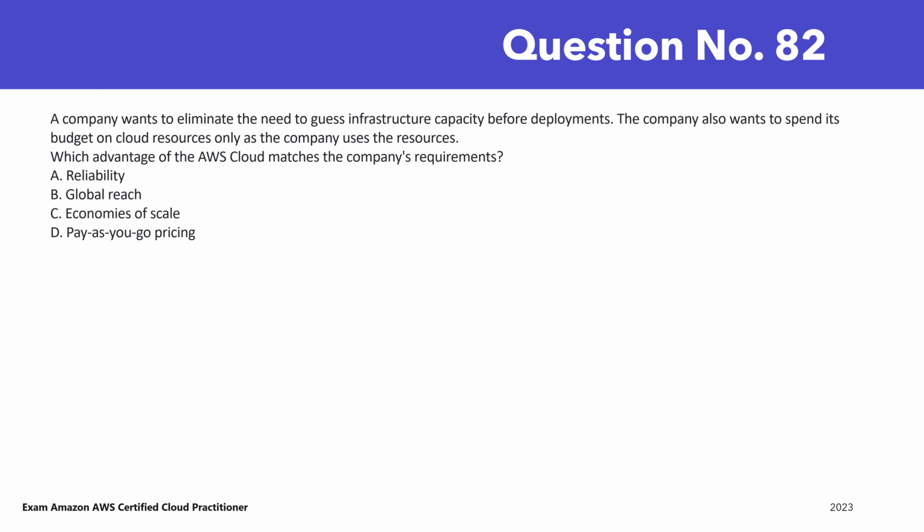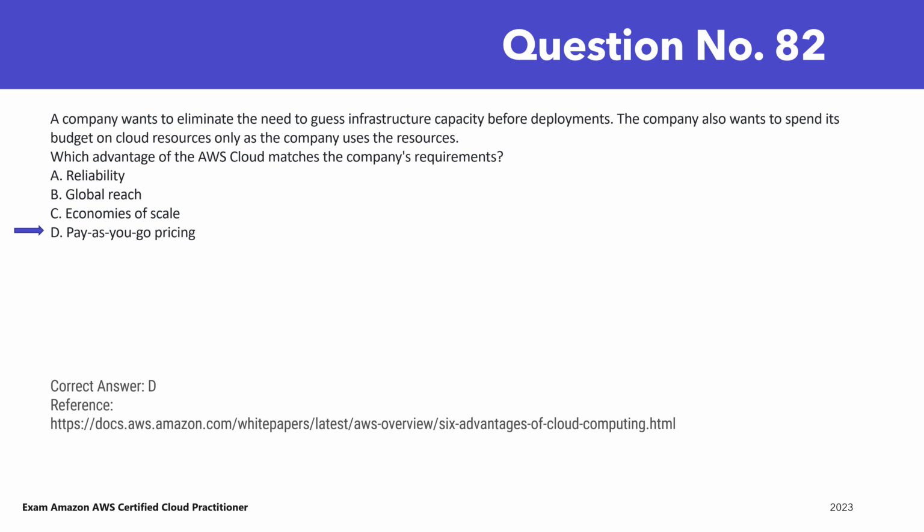A company wants to eliminate the need to guess infrastructure capacity before deployments. The company also wants to spend its budget on cloud resources only as the company uses the resources. Which advantage of the AWS Cloud matches the company's requirements? A. Reliability. B. Global reach. C. Economies of scale. D. Pay-as-you-go pricing. Correct answer, D.